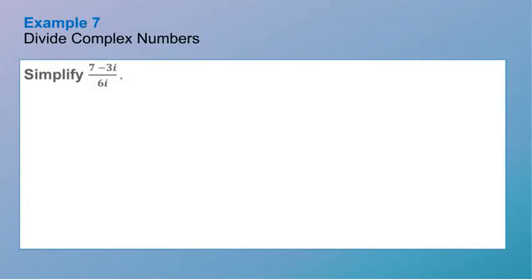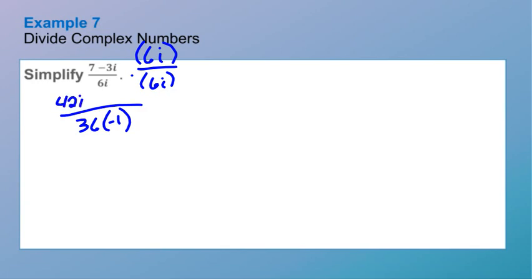And our last question here. Divide complex numbers here. So we're going to multiply by the conjugate, 6i, or just multiply by itself. So 6i times 6i, so we can get rid of the imaginary part here. So 6i times 6i is 36 i squared, which would be a negative 1. And on top, you would have 42i minus 18i squared. If I simplify that, this will give us a positive 18. So 18 plus 42i all over negative 36.